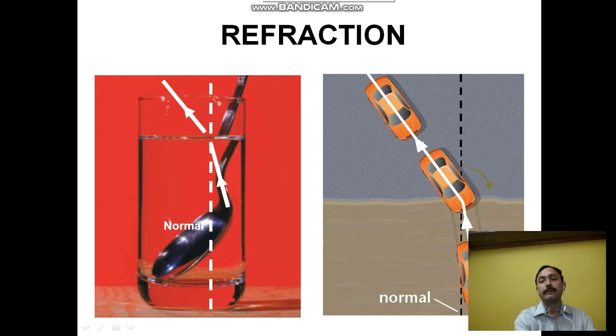Here its velocity is less when it is at the interface of the muddy surface and the normal surface. The front wheels' velocity increases, and the back wheels' velocity is less. So what happens? The front wheel tries to move fast, and when it tries to move fast, it deflects away from the normal.